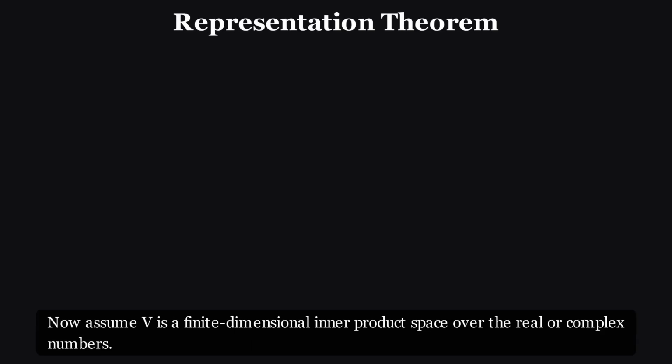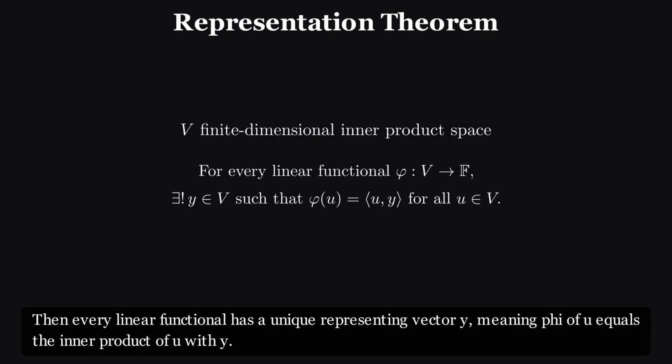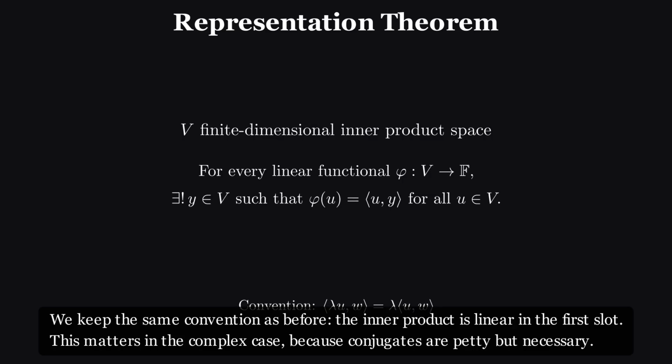Now assume V is a finite-dimensional inner product space over the real or complex numbers. Then every linear functional has a unique representing vector y, meaning phi of u equals the inner product of u with y. We keep the same convention as before. The inner product is linear in the first slot. This matters in the complex case, because conjugates are petty but necessary.